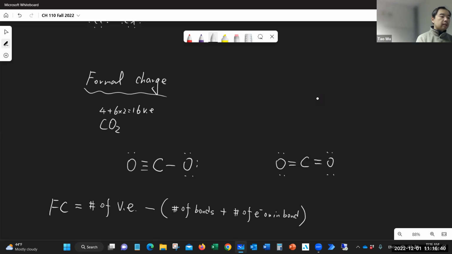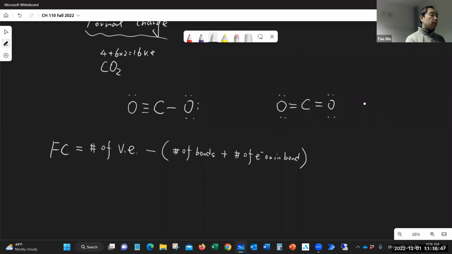Okay, so this is the equation to figure out the formal charge. Formal charge is the number of valence electrons minus the sum of the number of bonds plus the number of electrons not in a bond. Okay, so this is the way to figure out formal charge.